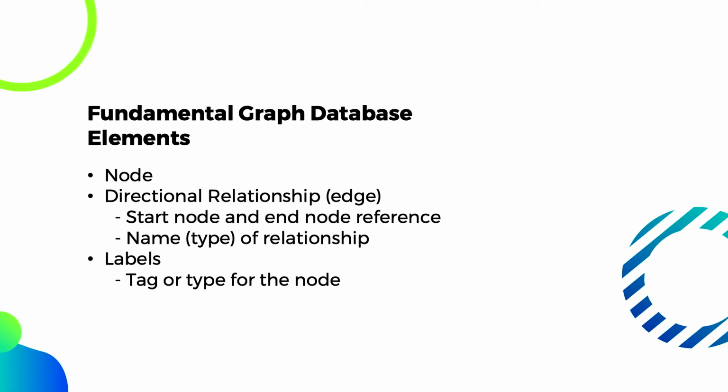First of all, we have to create a graph database. And to do that, we have to lay down some fundamental elements. First, we have nodes to store all of the entities. And then, of course, a directional relationship to store all of the relationships. And then we have labels, which are used to tag the nodes. Sometimes we use that to type the nodes as well.